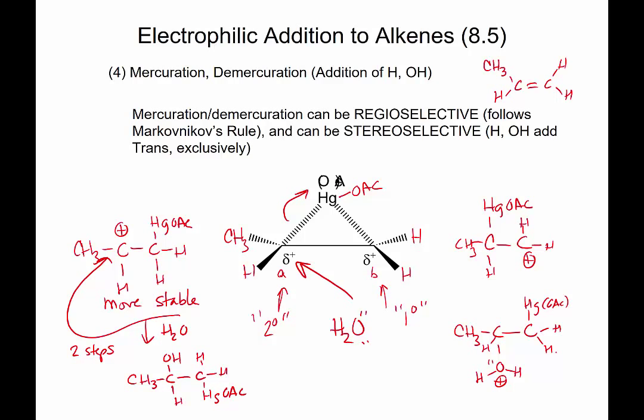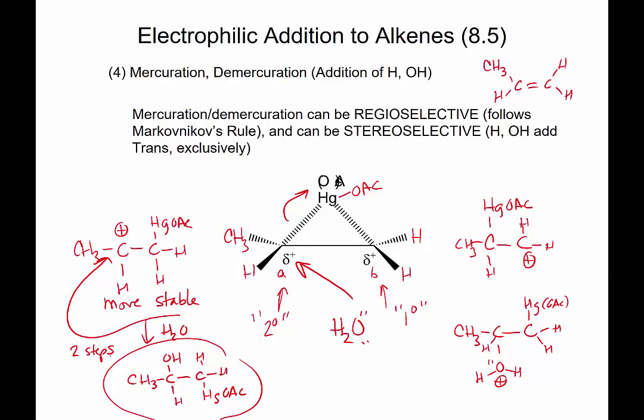What's going to happen to the mercury? Sodium borohydride is going to do what to it? Change it to an H. Turn it into an H. So I end up with this product, right? Does that kind of make sense to everybody?